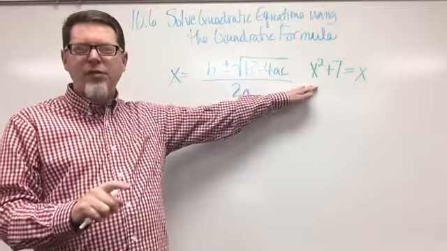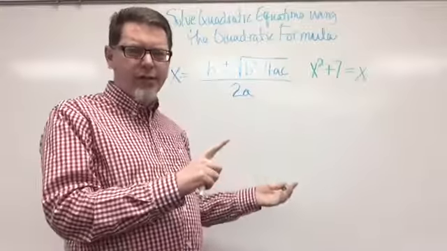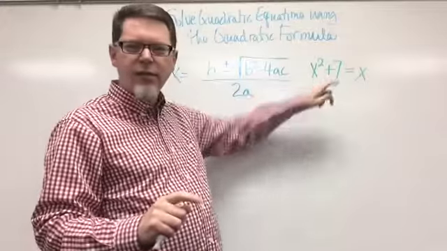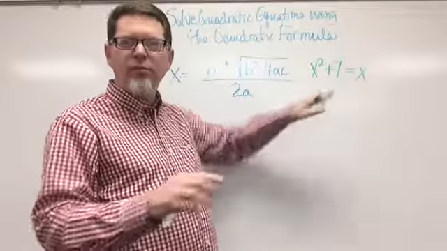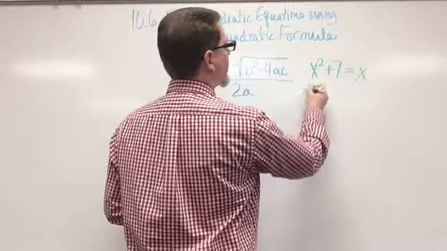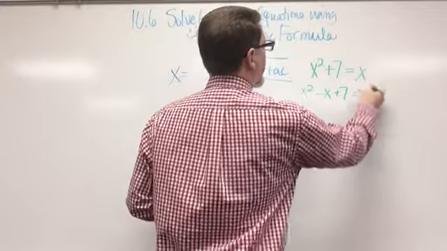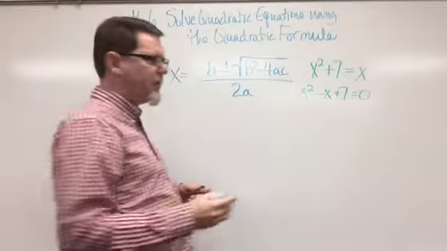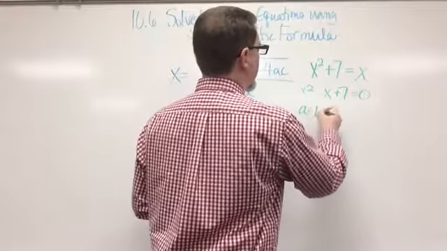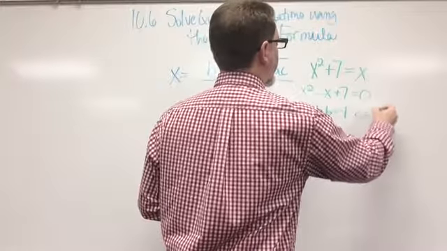Our next problem is 2x squared plus 7 equals x. And you're wondering, isn't that the one we just did? No, it's not, because we had minus 7. And we're going to see, does one little symbol make any difference? Let's see. So I first have to write it in standard form, 2x squared minus x plus 7 equals 0. Now let's pick out a, b, and c.